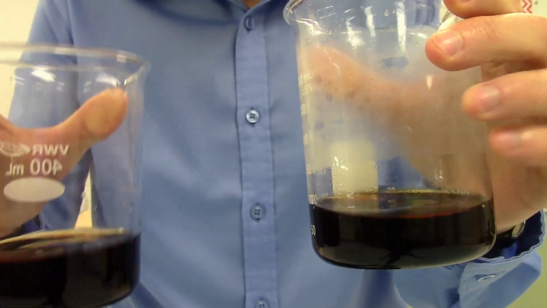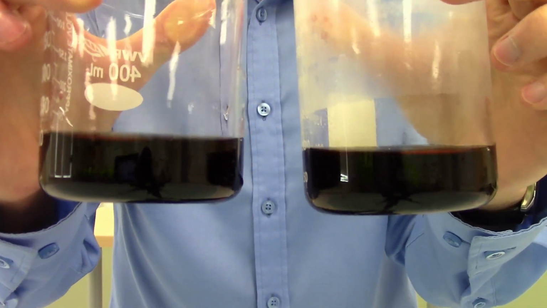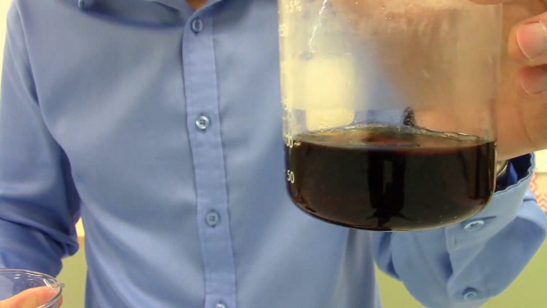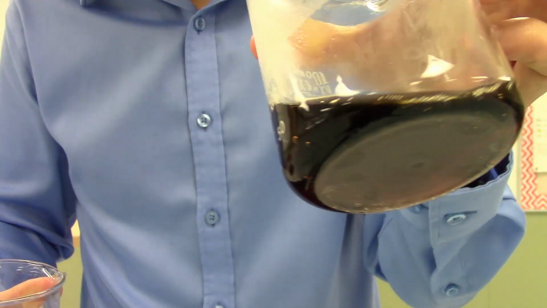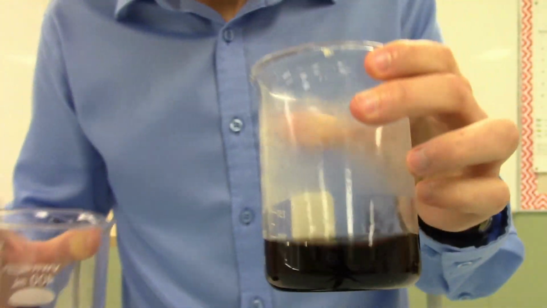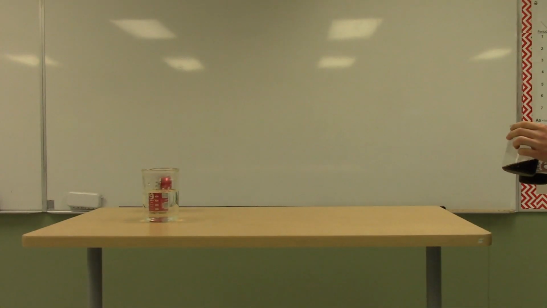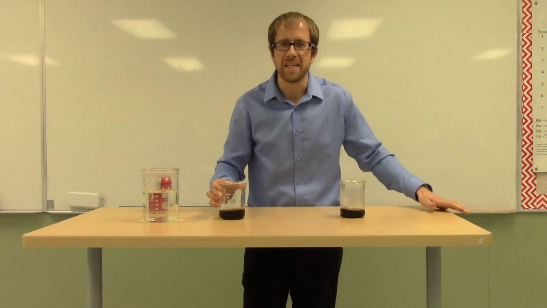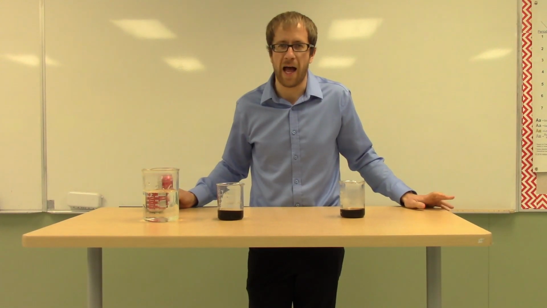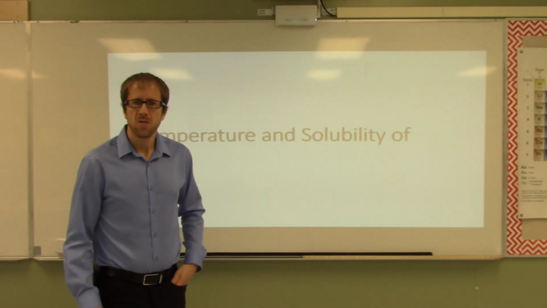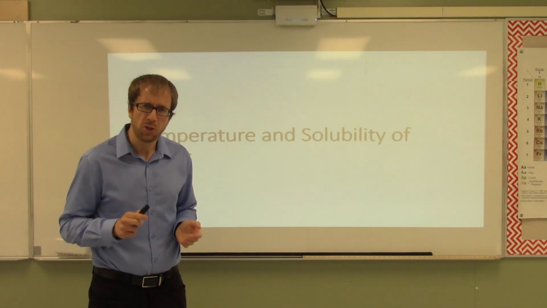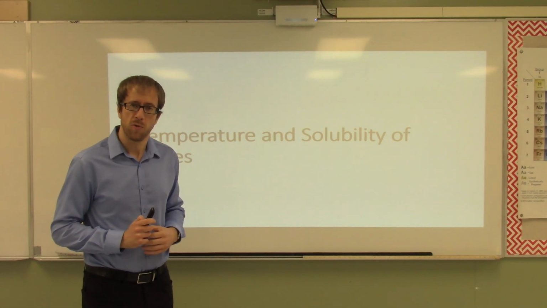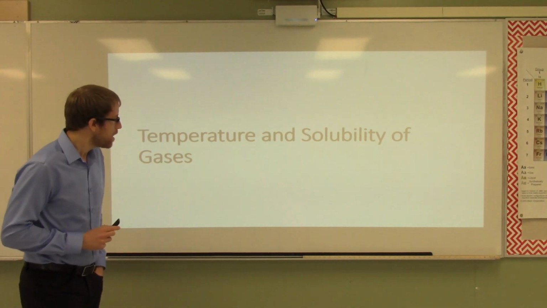I was hoping to see a more stark difference between the two when I poured them in, but you can clearly see this one has not lost all of its carbon dioxide. Why is it that the cold one is now slowly fizzing where the warm one is now completely flat? So to understand that question, we need to understand what factors affect the solubility of a gas.